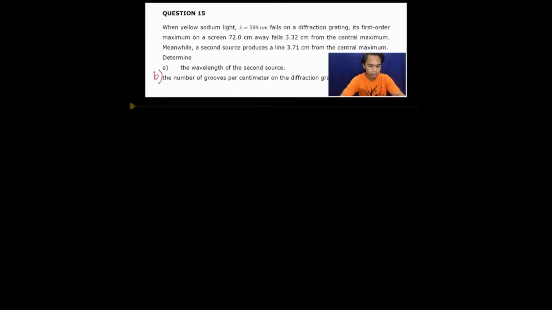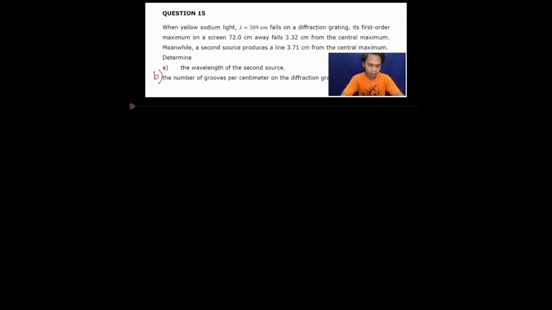The question is, when yellow sodium light, lambda equal to 589 nanometer, falls on a diffraction grating, its first order maximum on a screen 72 cm away falls 3.32 cm from the central maximum. Meanwhile, a second source produces a line 3.71 cm from the central maximum. Before we start to answer the question, we need to extract the information from the question.